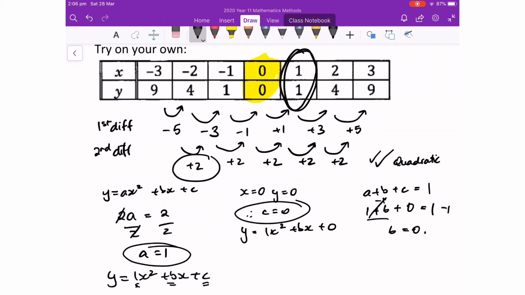So at the end of the day, I'm going to have y equals 1x squared plus 0x plus 0, and since this is all 0, this is all cancelled out. So essentially what I've got here is just a very basic x squared quadratic.